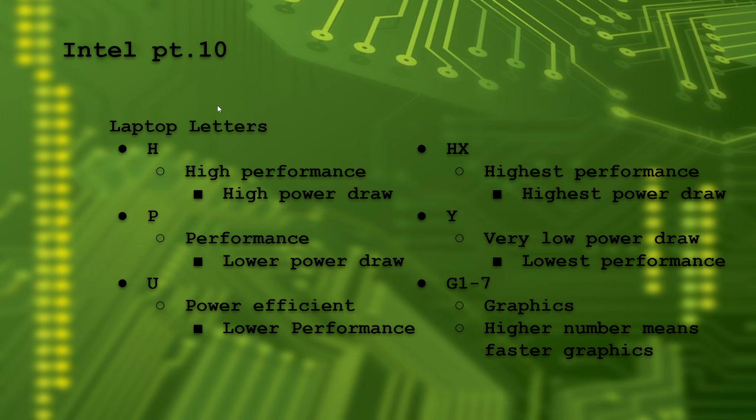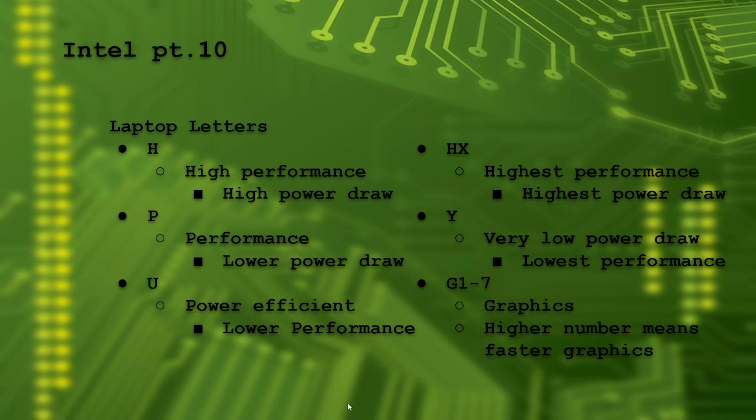More extra Intel letters. These are mostly laptop letters, or these are laptop letters. H, high performance. Your laptop will be faster. However, it will have a higher power draw, which means that your laptop's battery will not last as long. P, performance. This is pretty average. It will come with lower power draw, but it will be less well performing than the H CPU. U, power efficient.